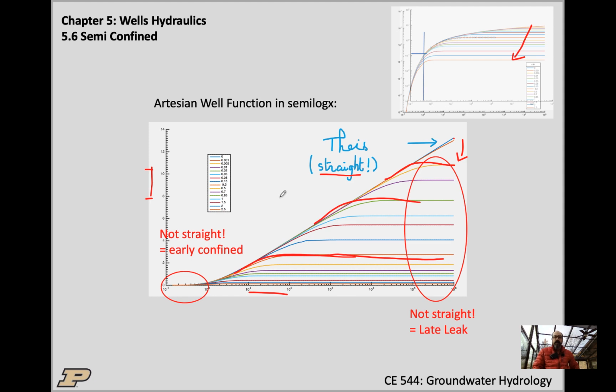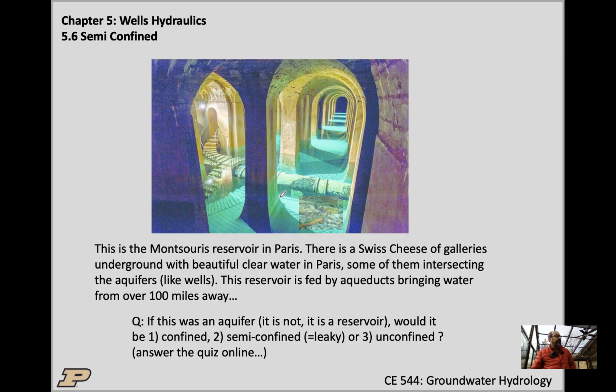Okay, a quick pause in this derivation before I jump into the example. This is an example of a reservoir in Paris, and I'm doing this to illustrate different aquifers. So this one is actually a reservoir, not an aquifer. But one thing that's known about Paris is those underground galleries that are all around and under Paris.